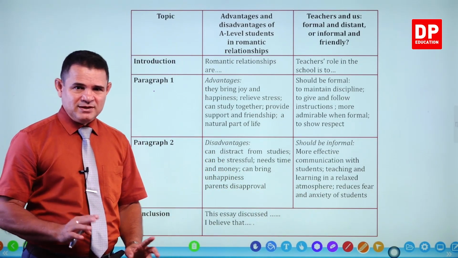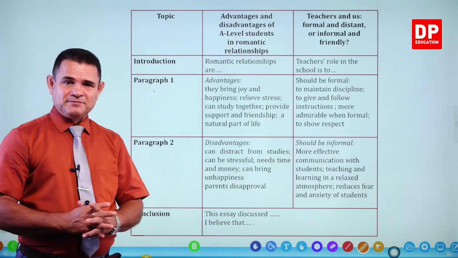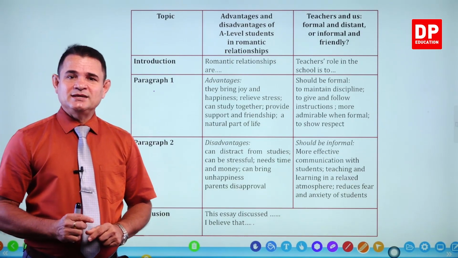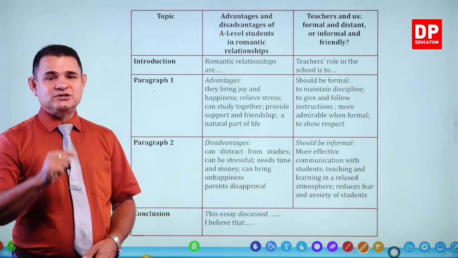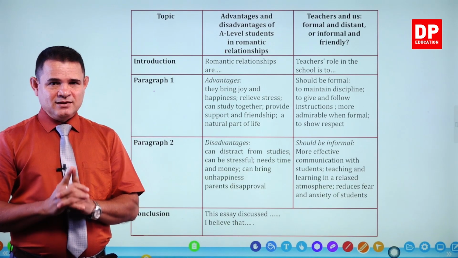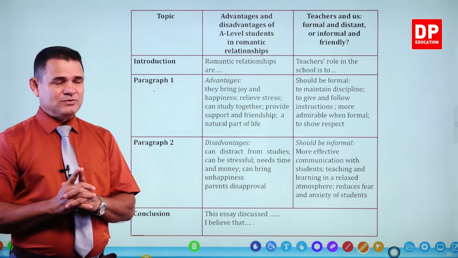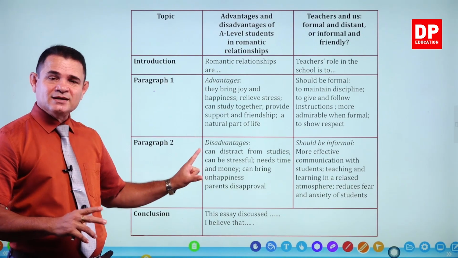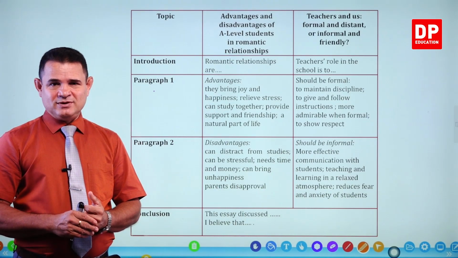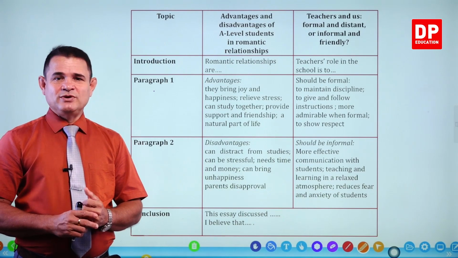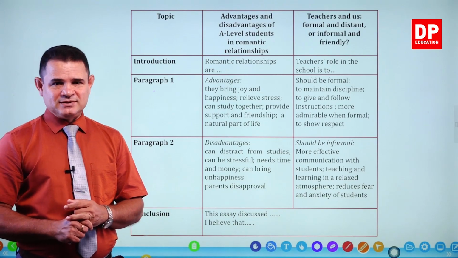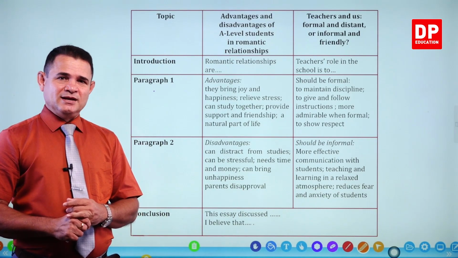So remember the order of the essay. Very, very important. With this lesson, you are getting ready for one important question in your A-level examination. You can try it in your term test. Definitely you will get a question like this in your A-level paper.